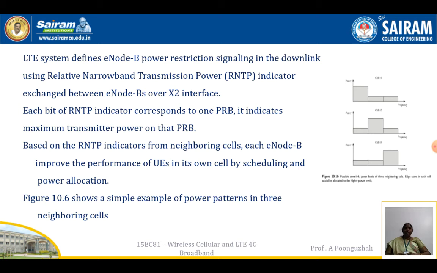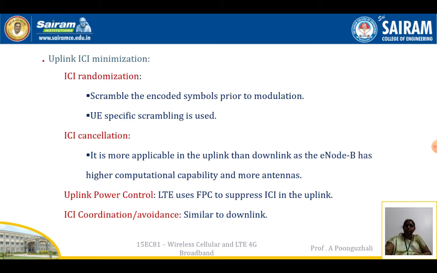So here we can see that in cell 1, the first block is going to have the highest power. The cell user equipment will be managed to the power, and it will try to transmit during that particular duration. Now, uplink ICI minimization. In uplink ICI minimization, first is ICI randomization. Here also it is going to scramble the encoded symbols prior to modulation, but instead of cell specific, user equipment specific scrambling is going to be used.